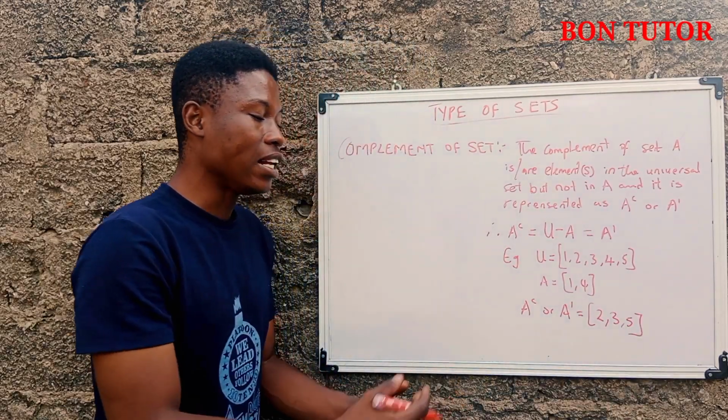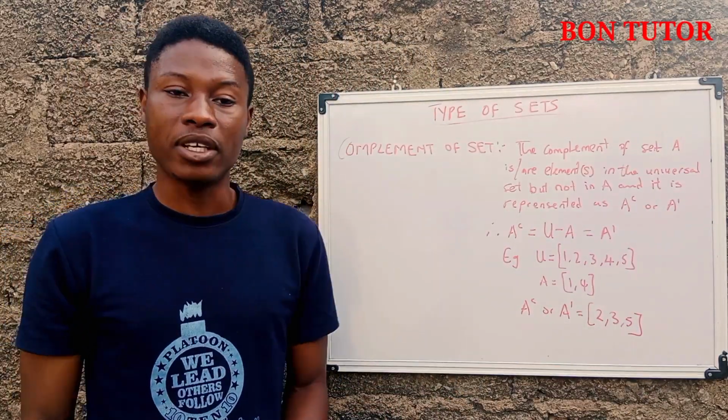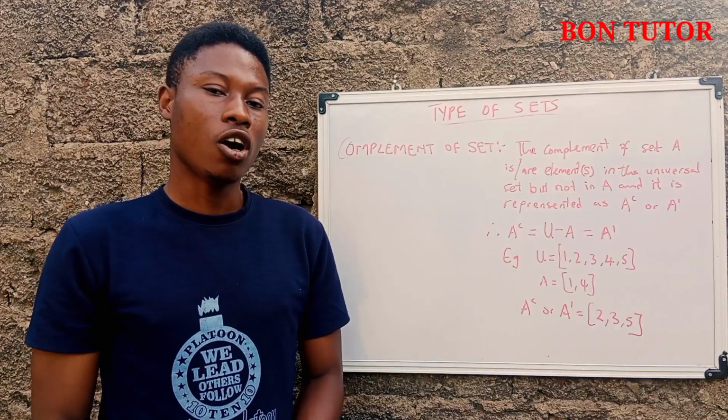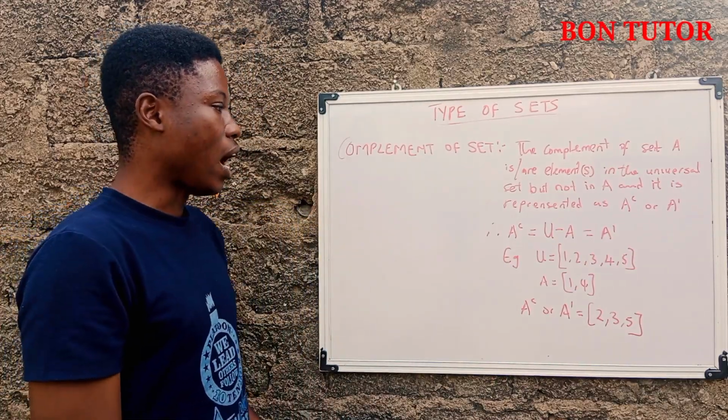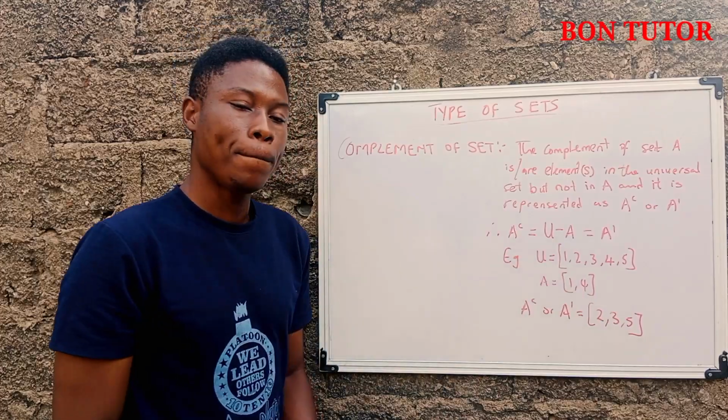included. These are the elements you'll have for the complement of set A, and you have the formula to be U minus A.